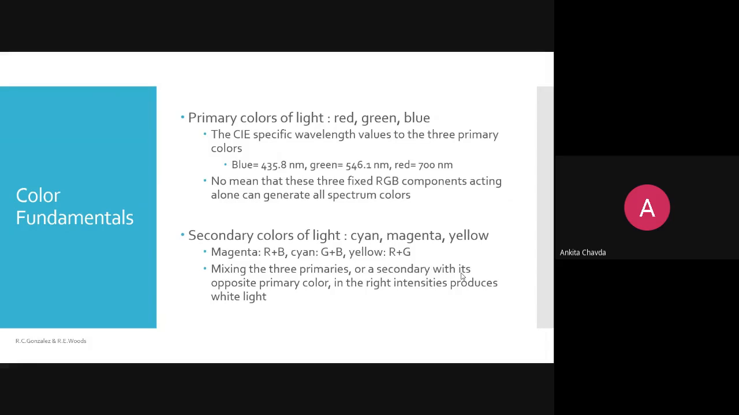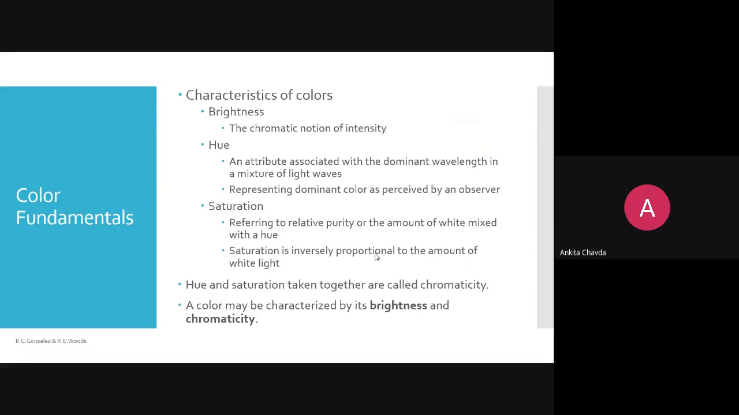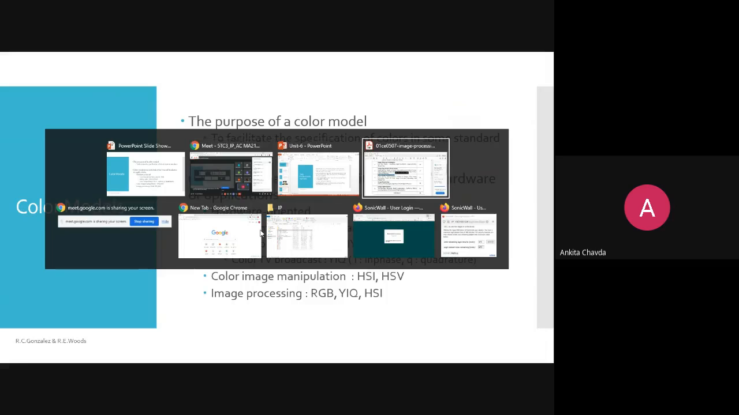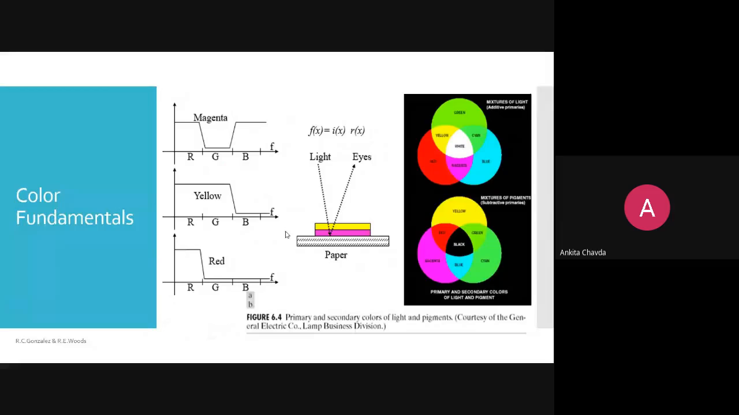Now, the primary colors of light. What primary colors do you have and what secondary colors do you have in light? So we'll see some color fundamentals, and then we will move on to the different models of colors. Right? Our actual syllabus starts from color models. But these are the things you need to know about colors first, right? That is why we have seen all these things.